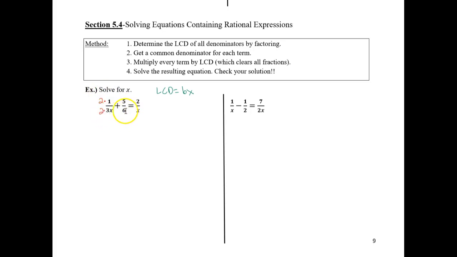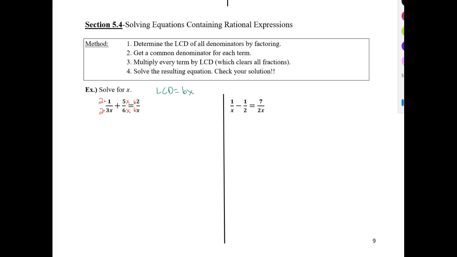The middle denominator here already has the 6. It doesn't have the x. So I would multiply this middle fraction by x. But whatever I do in the denominator, same thing in the numerator. The last expression here, I have the x, but I don't have the 6. So I'm going to multiply by 6 in the denominator and 6 in the numerator to keep it equivalent.